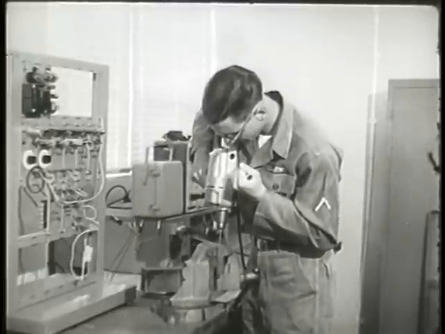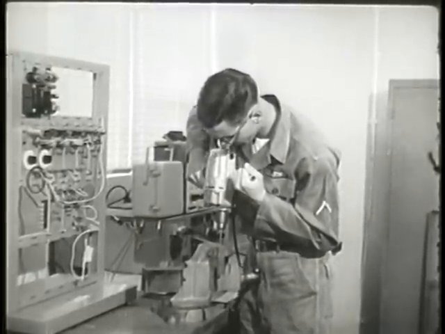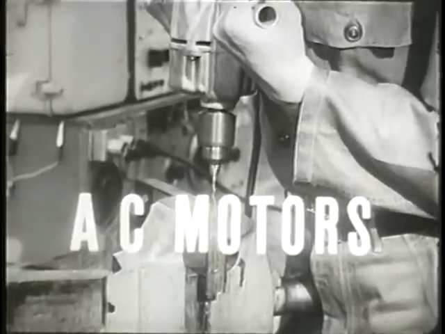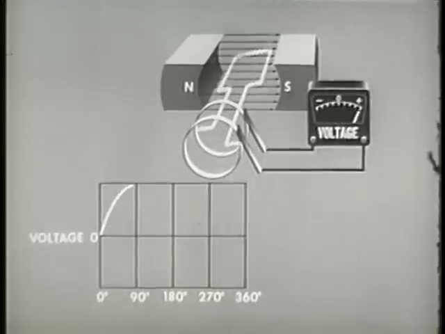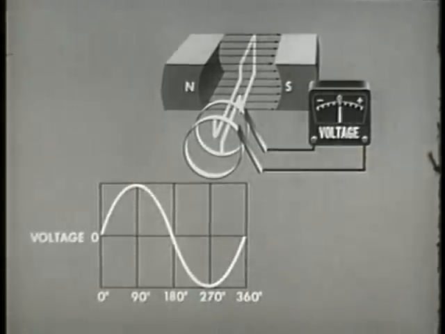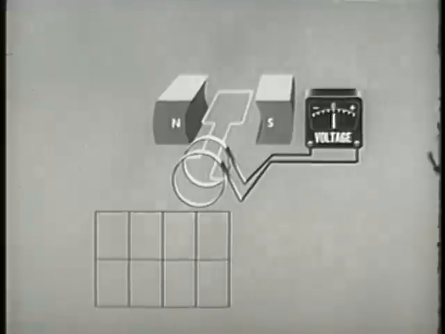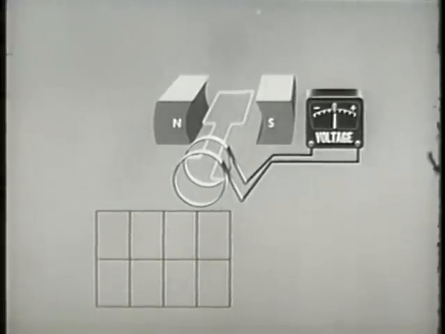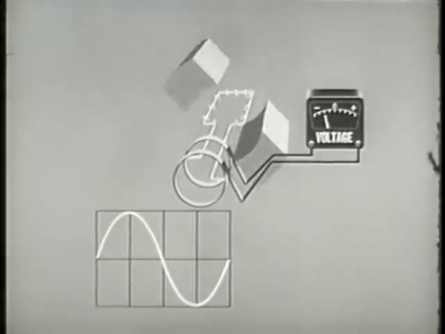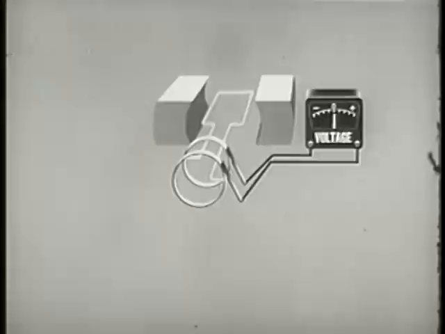Because AC has proven itself a versatile and practical type of power, many kinds of AC machinery are in use. To operate as a motor, an EMF must be generated in the conductor. We know that rotating a conductor through a magnetic field generates an EMF. The same effect can be accomplished by holding the conductor stationary and rotating the field instead. Lines of force are still being cut, and so an EMF is generated.